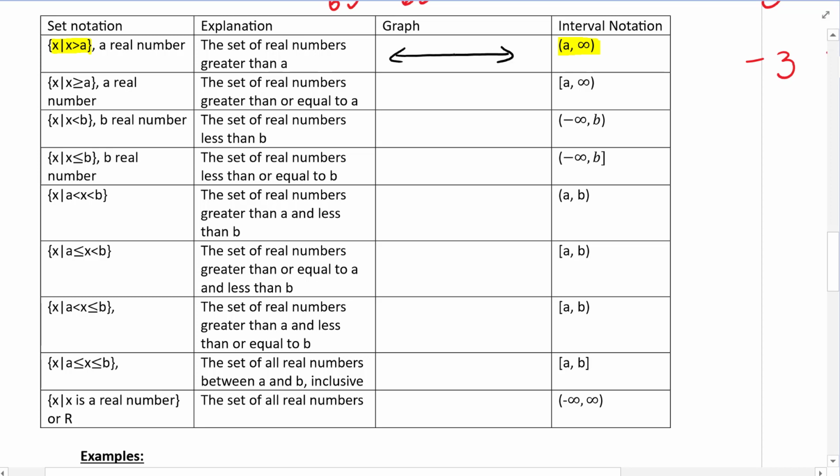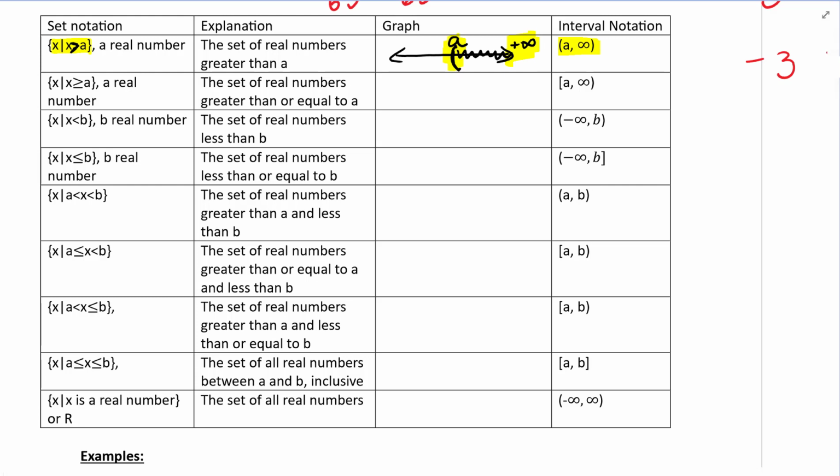On the number line, we put a here, and we want to represent all the numbers that are greater than a, so we shade greater than a, and we put parentheses because it's strictly greater than. So when we write the interval, we write the 2 endpoints, which are a and infinity.